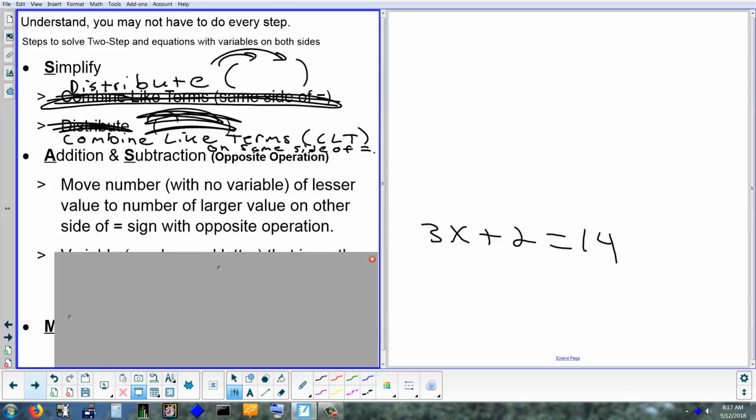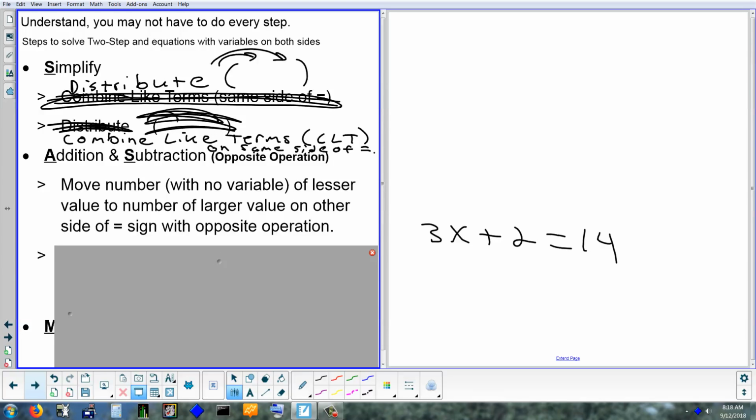So for now, we're focusing on the number that doesn't have the variable. Yeah, this would work too if you had variables on both sides. Right? If you had variables or numbers on both sides, you want to move the variable or the number that has a lesser value. So if you had like -7 and +8, you move the -7, because then you wouldn't be dealing with negatives.